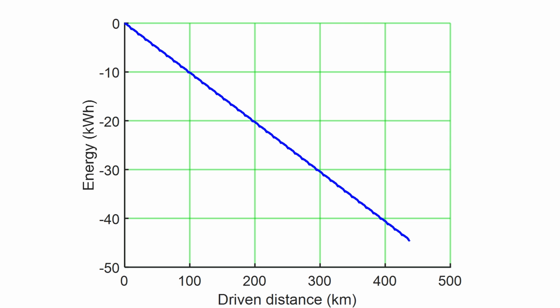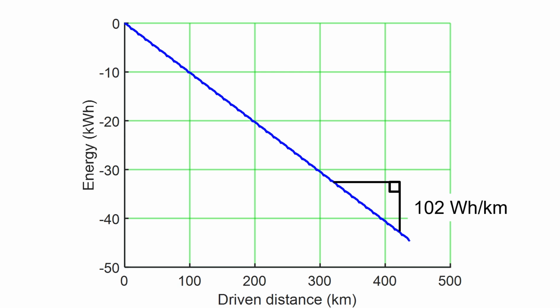The NEDC cycle is only about 11 kilometers long, so in order to illustrate the energy required for 300 kilometer driving, we repeat the cycle over and over until the vehicle has driven more than 300 kilometers. The resulting energy is plotted in this diagram as a function of the driven distance, and we see that the energy consumption varies almost linearly with distance. Note that we have set the starting energy to 0, and then the energy gets negative values as the vehicle drives. The reason why we don't start from the battery energy capacity is simply that we have not yet determined the capacity.